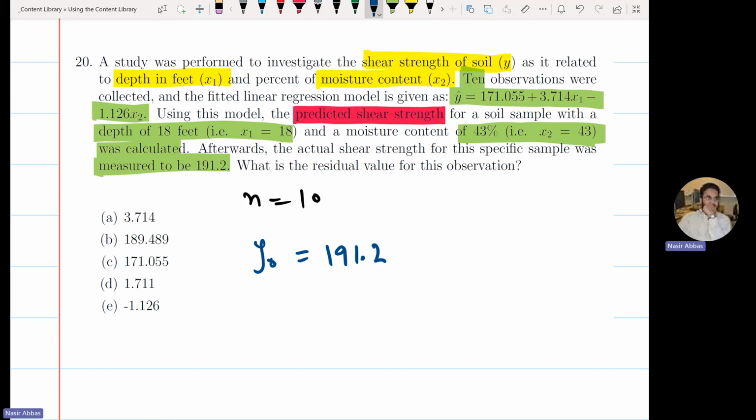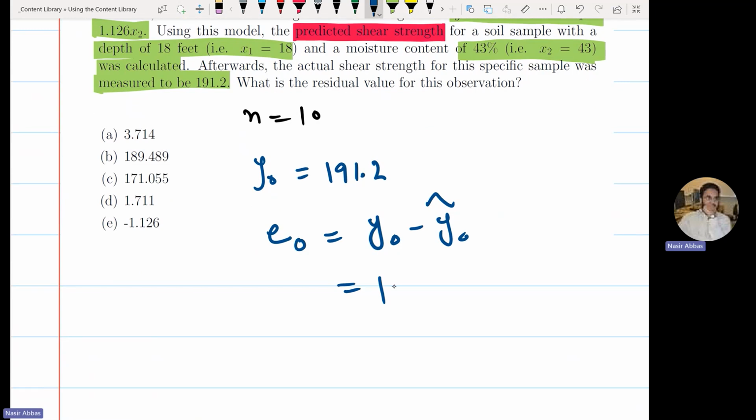What is error? It is the actual value minus the predicted value, or fitted value or estimated value, whatever name you want to give. Error is the actual value minus the predicted, fitted, or estimated value. They gave you the actual value, 191.2. Now they want you to find the fitted value.